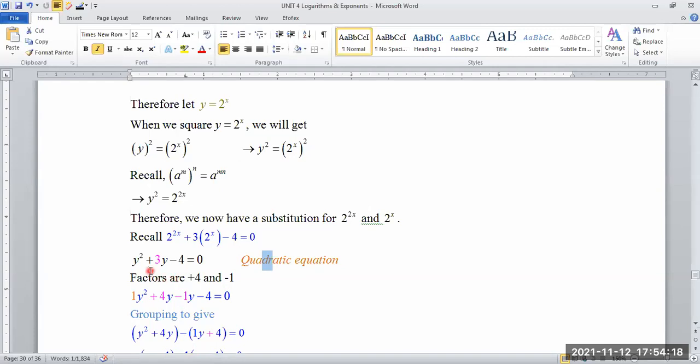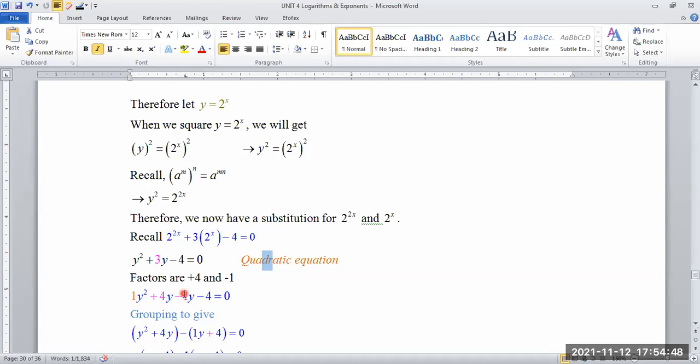So we're factorizing y squared plus 3y minus 4. What is the coefficient of y squared? Look at the board and tell me. 1. Very good. Remember, the coefficient of y squared is the number in front of y squared, and the number in front of y squared is 1.